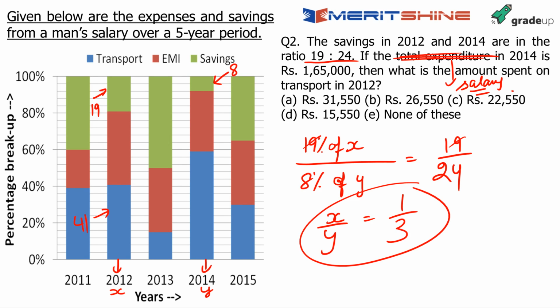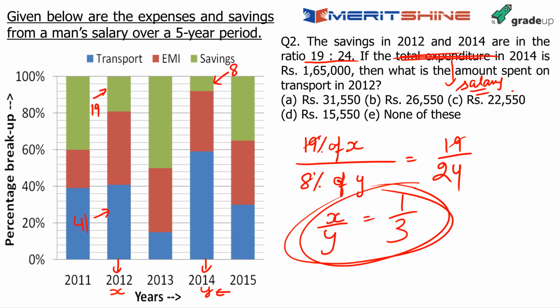Fine. So what I intended to write was salary in 2014 is 1,65,000, which is given as Y. So once you have got X is to Y is equal to 1:3. Sorry for that mistake. Instead of salary, I wrote total expenditure. What I intended to write was if the salary in 2014 is 165,000, so X is to Y is 1:3.